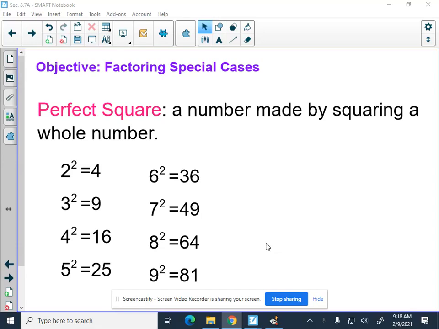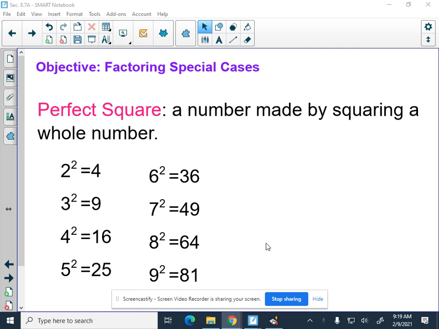Okay, we're still in factoring here, factoring perfect square trinomials. Factoring special cases actually is what this lesson is called. A perfect square is a number made by squaring a whole number. So I've got some examples up there. If you're watching the video at home, you may want to write these down. 2 squared is 4, 3 squared is 9, so on and so forth.